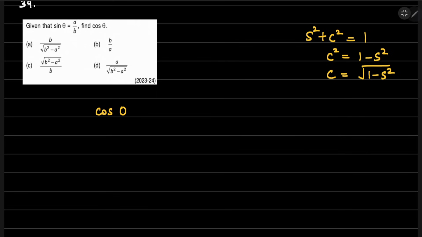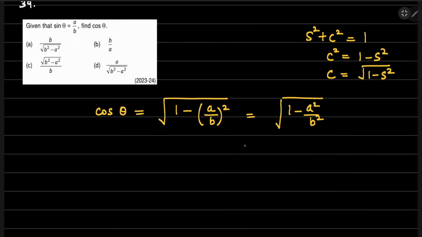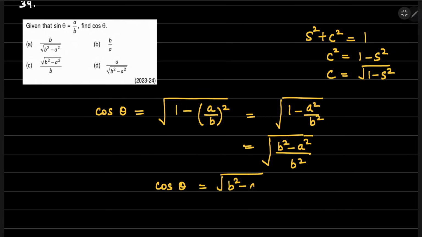So again, cos theta is equal to root of 1 minus sine square, right? Sine theta is a by b. So sine square will be a by b the whole square. So this is equal to root of 1 minus a square by b square. Take the LCM inside. So it will be root of b square minus a square by b square. Correct? So cos theta will be equal to, numerator will be root of b square minus a square, denominator will be root of b square, which will be b. So that's your correct answer for cos theta. Express cos in terms of sine, substitute the value of sine. So root of b square minus a square by b, option number C is the correct answer.